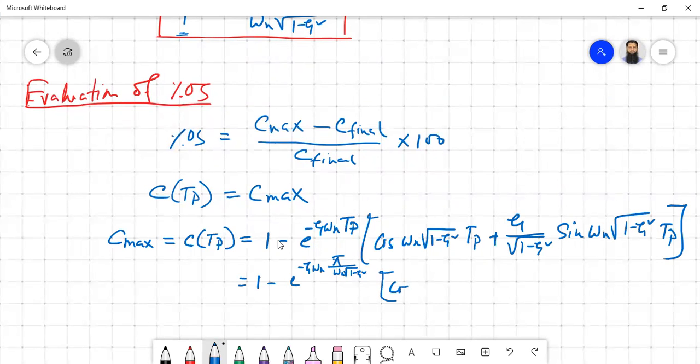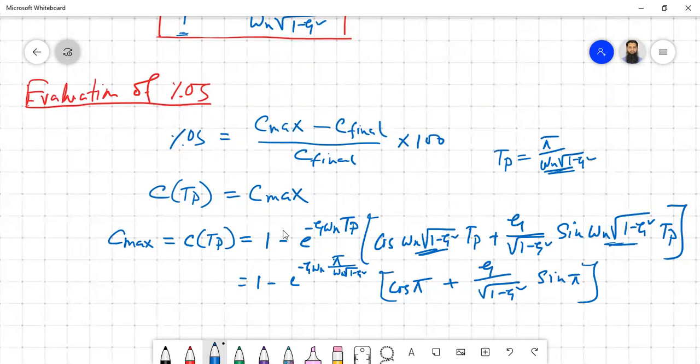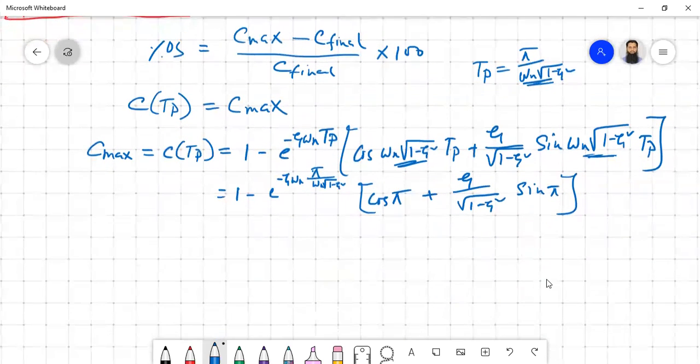Here as well, if you put cos, Tp is nothing but π by ω_n root over 1 minus ζ². So this parameter and this parameter are the same, so they cancel each other. You can write cos π plus ζ by root over 1 minus ζ² sine π. Sine π is always 0, so you don't have to bother about the second term. The first term is actually minus 1. So what we get is 1 plus e to the power minus ζω_n getting cancelled out.